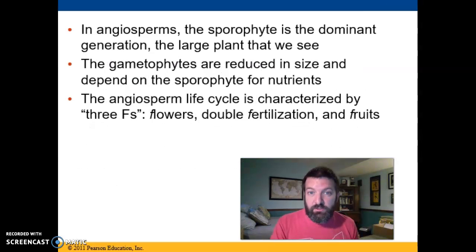In some very simple plants, the sporophyte and gametophyte generations are essentially equal in terms of their prevalence in the life cycle. But in angiosperms and most other plants that we see, like gymnosperms, the diploid 2N sporophyte is the dominant generation. And the gametophyte has reduced in size and in length of life to the point where it's really only there inside the flower, the female gametophyte, and inside the pollen grain, the male gametophyte. So the angiosperm life cycle is characterized by flowers, fruits, and something called double fertilization in between that, which we'll talk about in a moment.